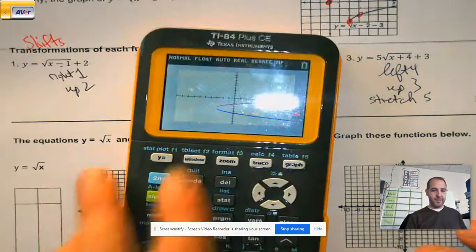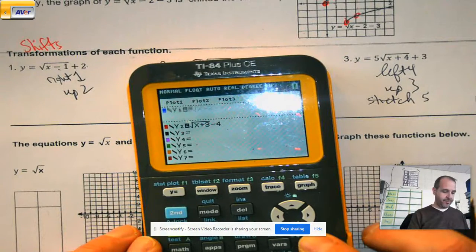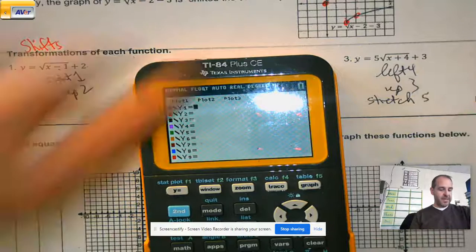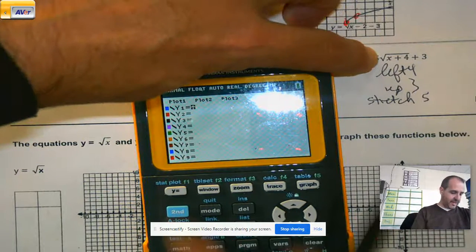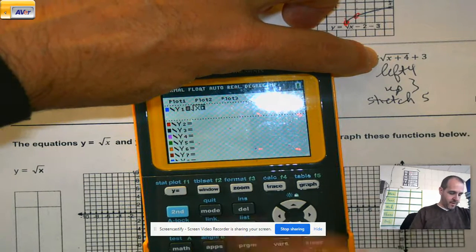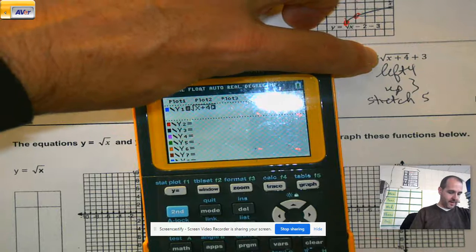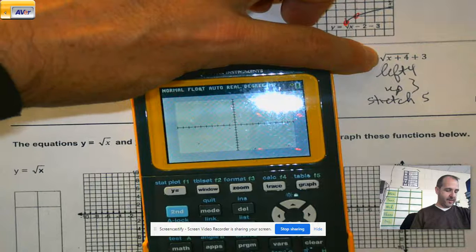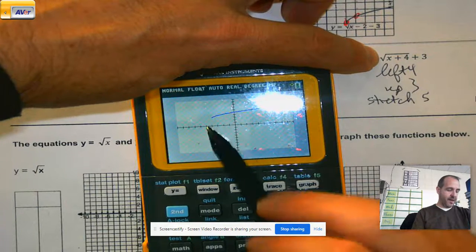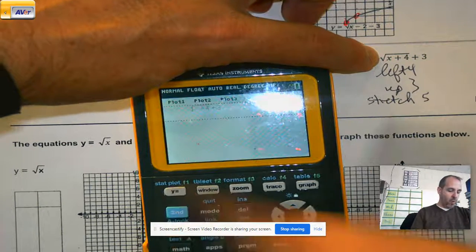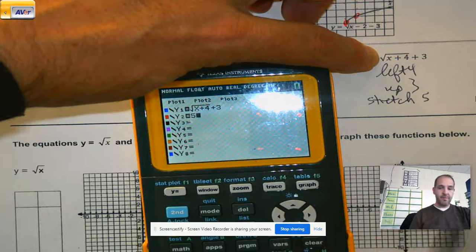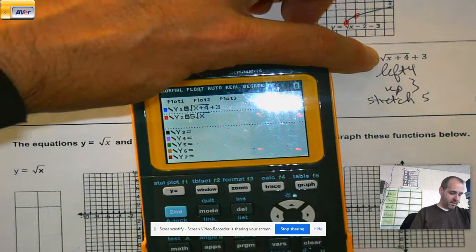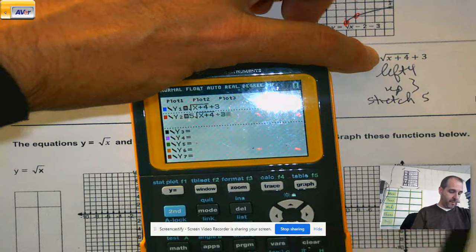So, again, let's take a peek here. The first time, I'm not going to put the 5 in. I just want to look and see what this would look like if I just had this. So I graphed this. Normal graph, it shifted left and up. But what if I put in that coefficient, that 5 in front? What's going to happen to my graph?